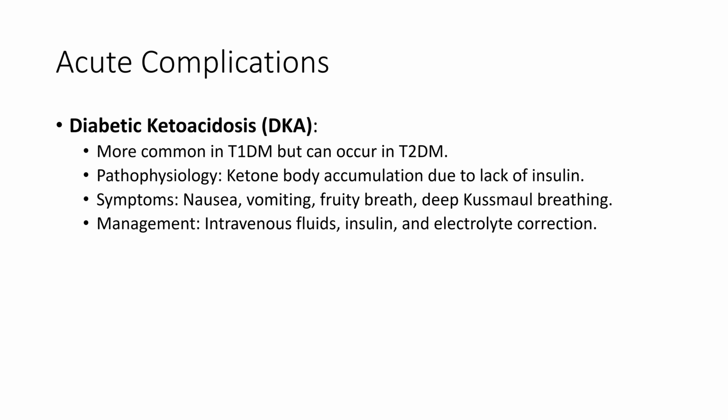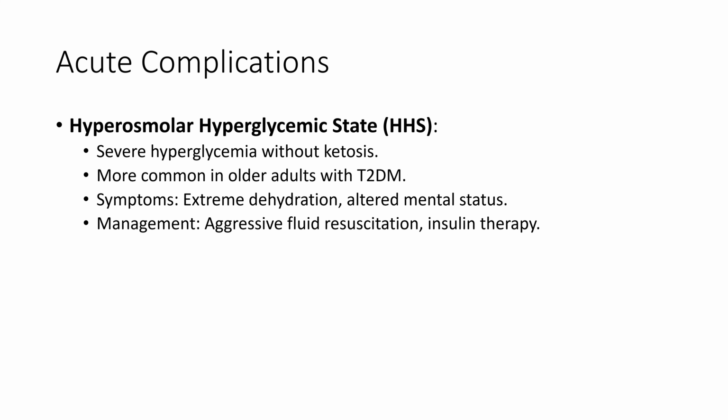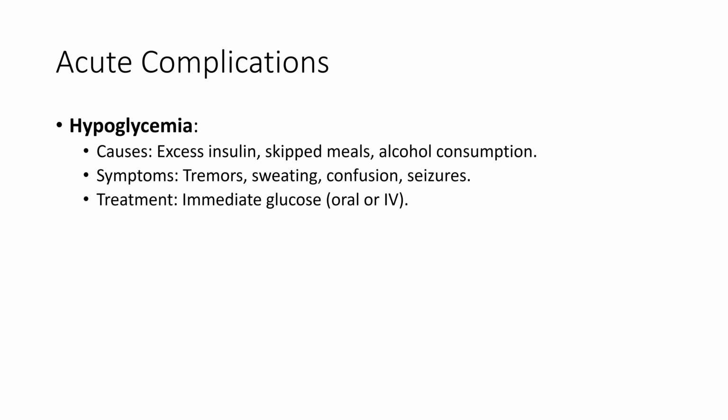Diabetes can cause acute complications if not managed properly. Diabetic ketoacidosis, DKA, occurs mostly in type 1 diabetes due to a lack of insulin, leading to high ketone levels in the blood. Symptoms include nausea, vomiting, abdominal pain, and fruity-smelling breath. Hyperosmolar hyperglycemic state, HHS, is more common in older adults with type 2 diabetes and involves severe dehydration and confusion due to extremely high blood sugar levels. Hypoglycemia, or low blood sugar, can happen due to excess insulin, skipped meals, or intense exercise. It causes symptoms like sweating, shakiness, and confusion, and needs immediate treatment with glucose.